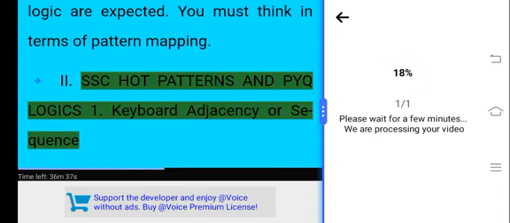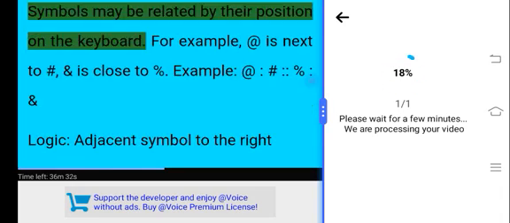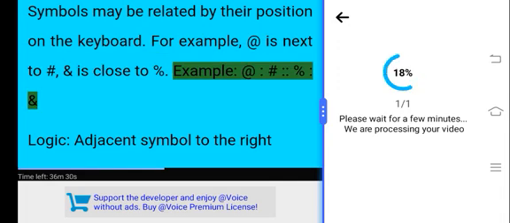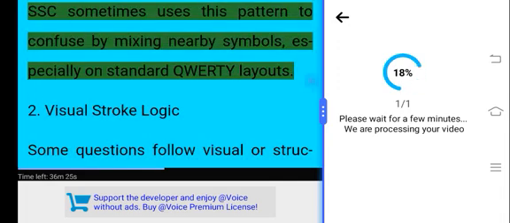2. SSC hot patterns and PYQ logics. 1. Keyboard adjacency or sequence. Symbols may be related by their position on the keyboard. For example, at is next to hash and is close to percent. Example, at, hash, percent, and. Logic, adjacent symbol to the right. SSC sometimes uses this pattern to confuse by mixing nearby symbols, especially on standard QWERTY layouts.